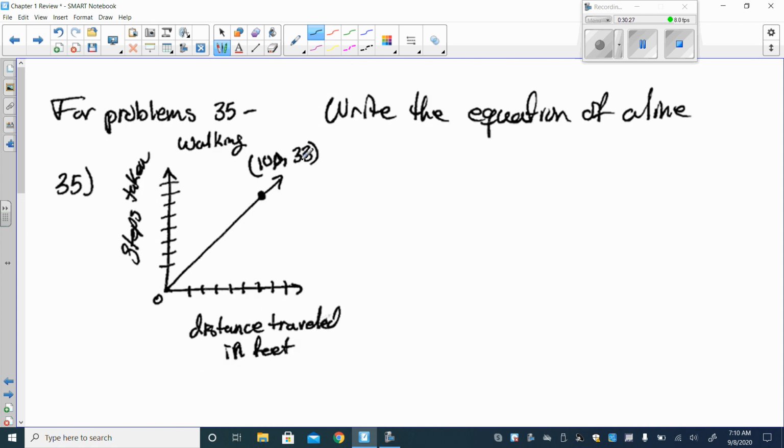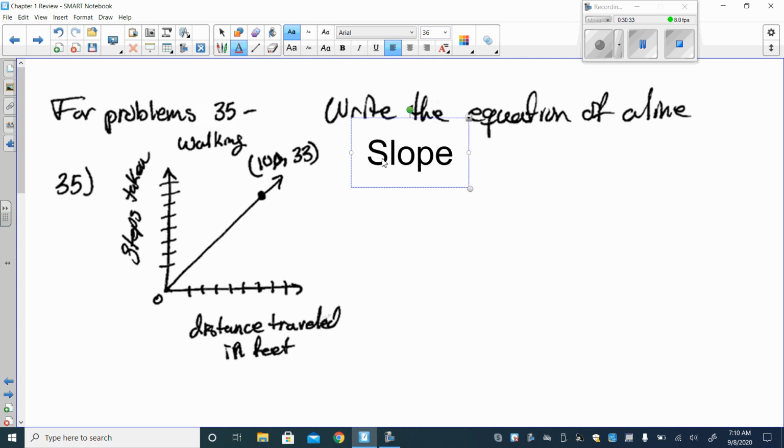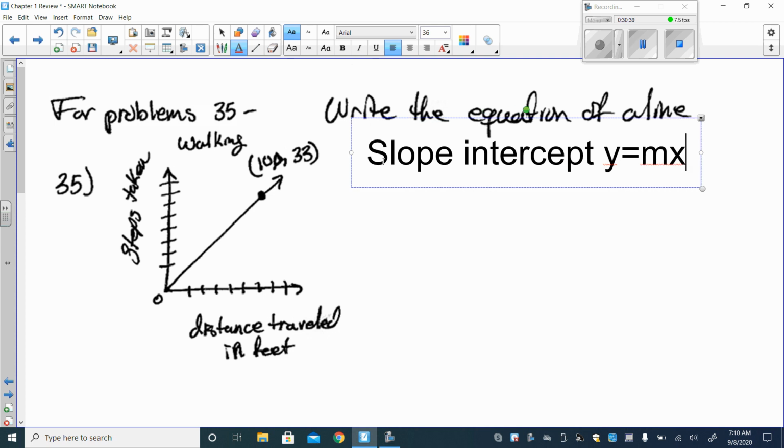Now that brings us to the last one, write the equation of a line. Now there's two ways that we can have it. We can have it in slope intercept form, which is y equals mx plus b, where m is our slope and b is our intercept.